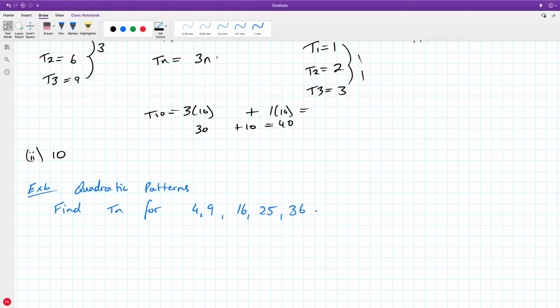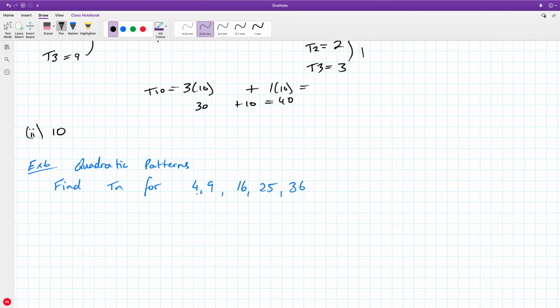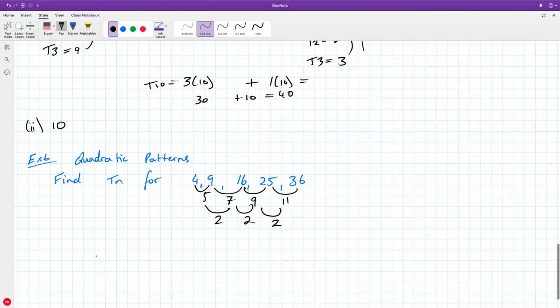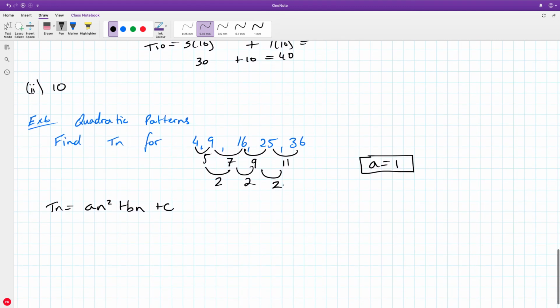Right. Have a little look at it. So we'll do the first bit first of all. Dearman, what's the difference between 4 and 9? 5. Julianne, 9 and 16? 16 and 25? 9 and Grace, 25 and 36? Good stuff. Difference between all of them is 2. So my formula is Tn is equal to An squared plus Bn plus C. What's A going to be, guys? 1. It's going to be 1 because it's half the second difference, and the second difference this time is 2.